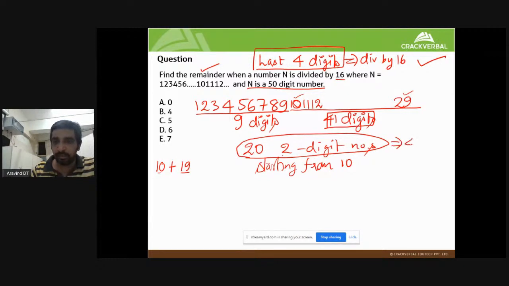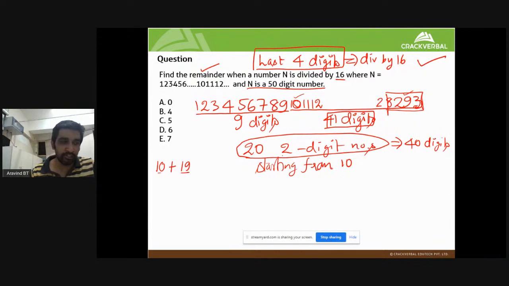Therefore, these numbers will give you 40 digits. But we want 41. Therefore, we bring the last digit as 3. So this 3 belongs to 30. Right? Now, what are the last 4 digits? Clearly, before 29, there was a 28. So the last 4 digits are 8293. Is 8293 divisible by 16? Clearly not. Why? Because it's an odd number.